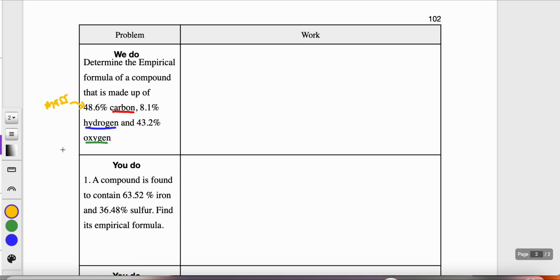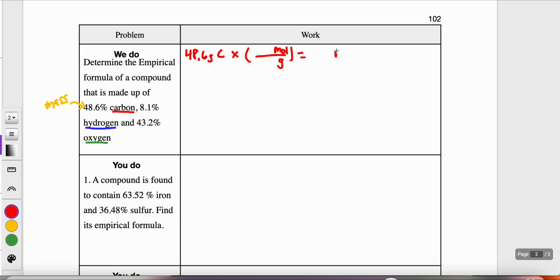The reason we can do that is if you add up these percentages, they add up to 100%. So 100% equates to having 100 grams of this compound. And so the carbon makes up 48.6% of all the atoms present, or 48.6% of the mass that is present. So here is our setup. We're going to work with carbon. So we have 48.6 grams of carbon, and we need to change that mass into moles.